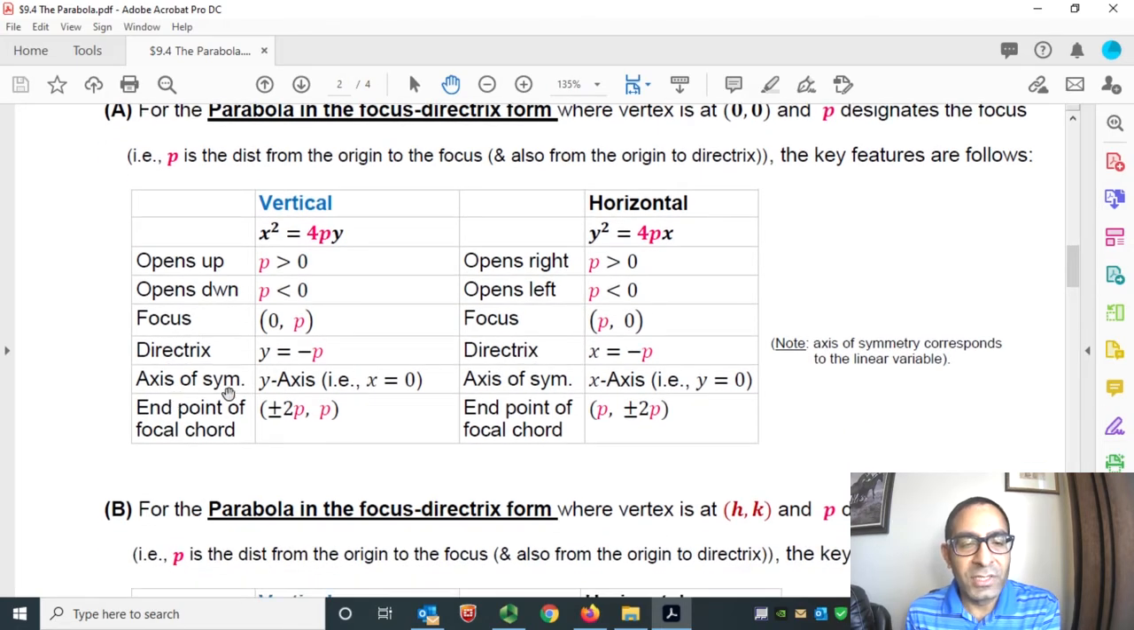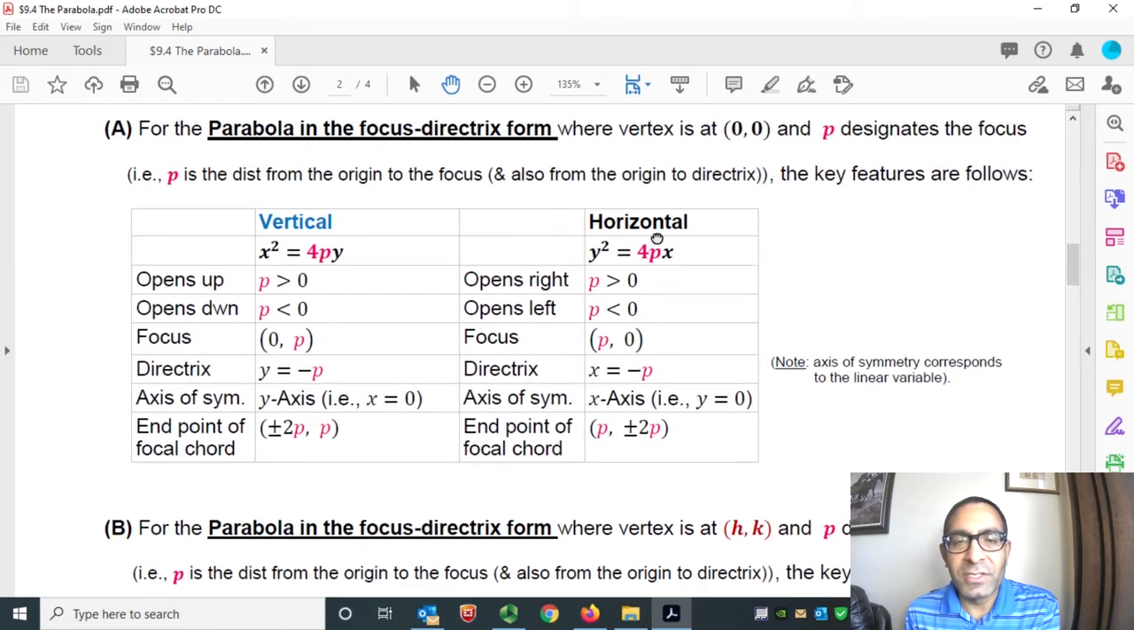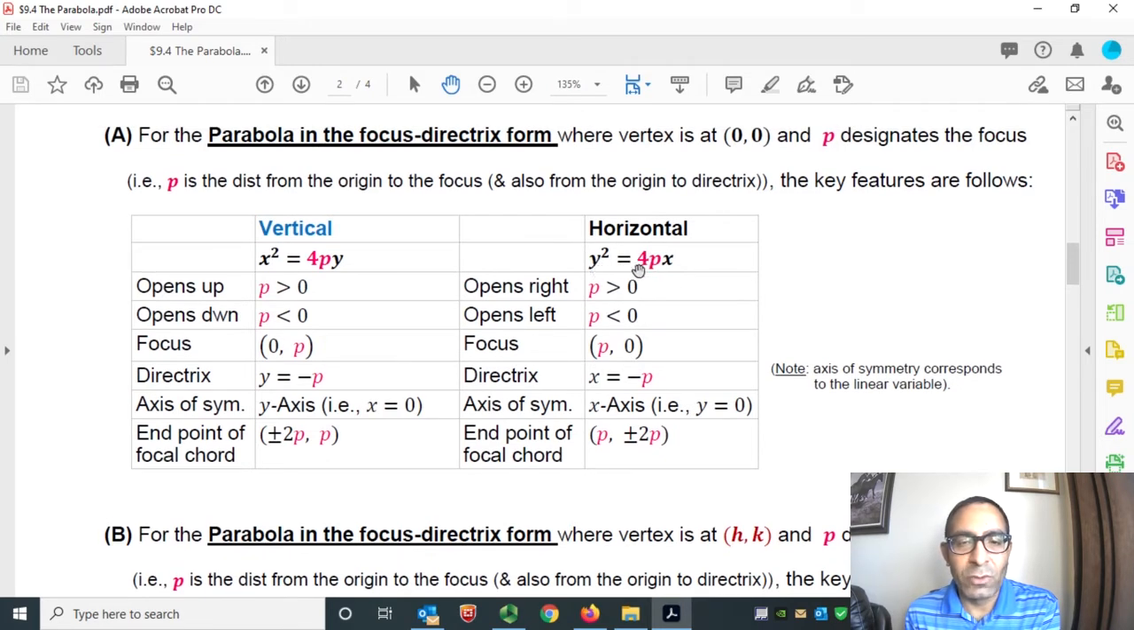Axis of symmetry is the y-axis, and the endpoints of the focal chord are at ±2p, p. Similarly, the equation of horizontal parabolas can be written as y squared equals 4 times p times x, and this horizontal parabola opens to the right if p is positive, opens to the left if p is negative.